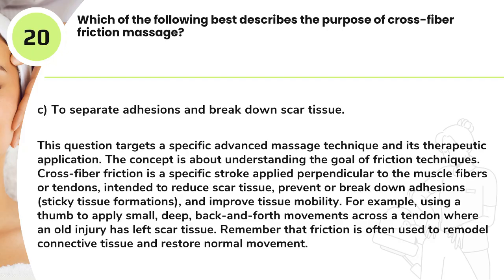Cross-fiber friction is a specific stroke applied perpendicular to the muscle fibers or tendons, intended to reduce scar tissue, prevent or break down adhesions, sticky tissue formations, and improve tissue mobility. For example, using a thumb to apply small, deep, back-and-forth movements across a tendon where an old injury has left scar tissue. Remember that friction is often used to remodel connective tissue and restore normal movement.